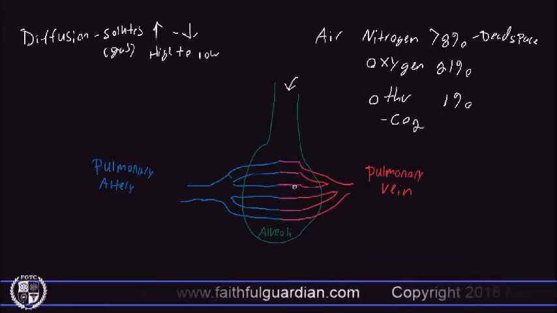And the same thing can be said of the carbon dioxide, which has a high concentration as it crosses over the alveoli from your pulmonary arteries, and then it's going to diffuse across.